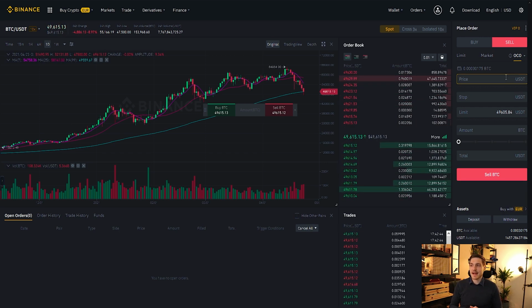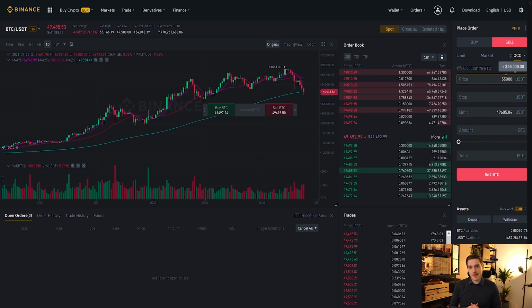The first item is the price, and this is the limit price for your take profit order. If the price of Bitcoin in this case goes above this level, then your take profit order is going to be executed. So let's say, for example, you bought Bitcoin at 50,000 and you want to take profit at 55,000. So then you can simply put in over here $55,000.